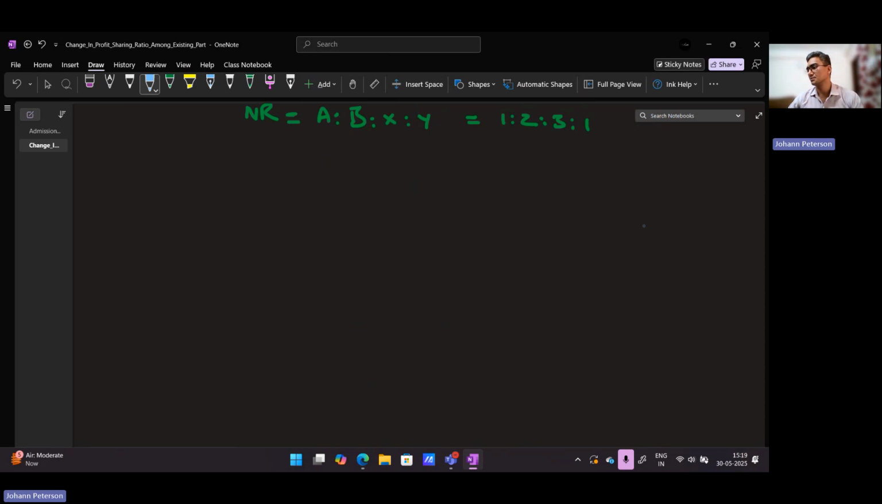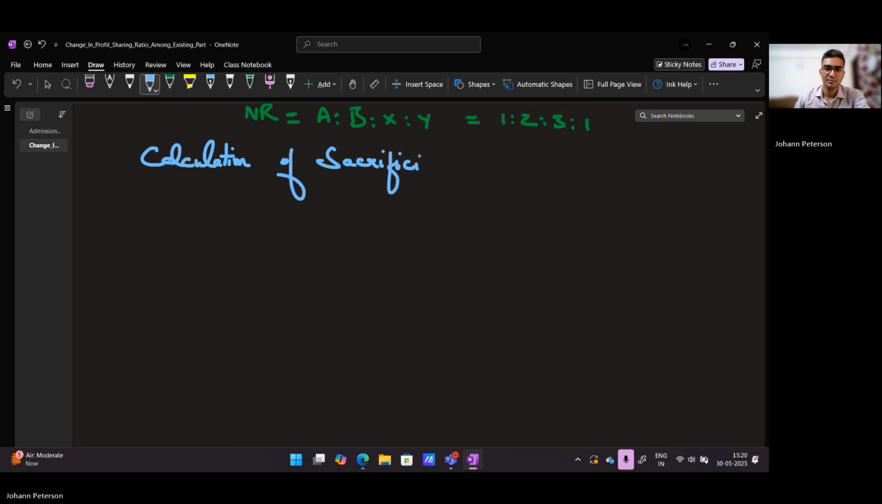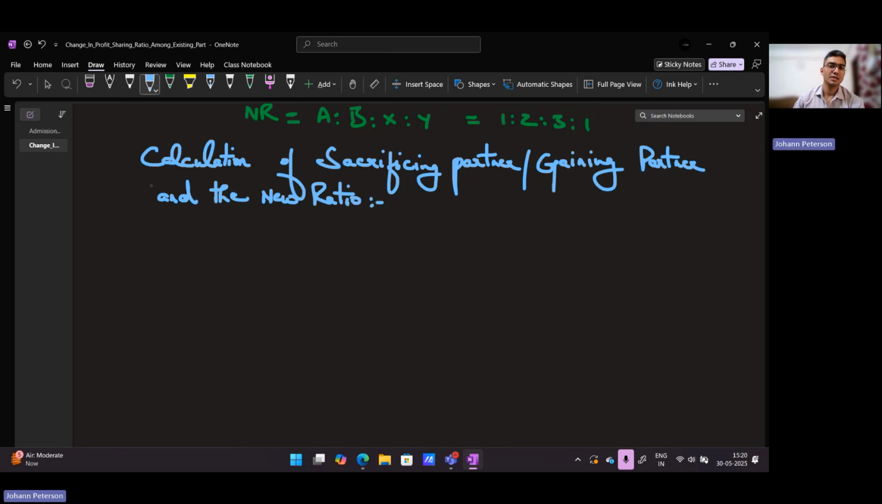In this case, when the partners of partnership firms change their profit sharing ratio, there will be some things which we will have to calculate. Okay, so the first thing which we will decide to calculate is the calculation of the sacrificing partner, or you can say gaining partner, and the new ratio. Okay, so we'll take this topic. We will do a few questions on understanding what is happening in this case.